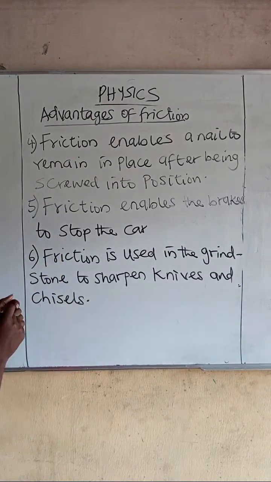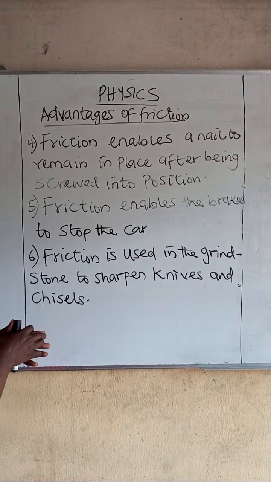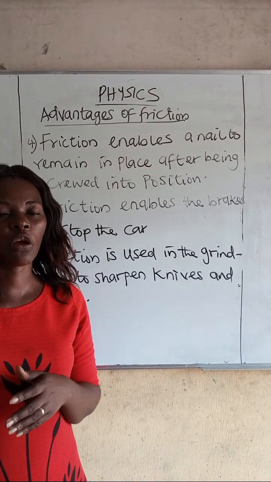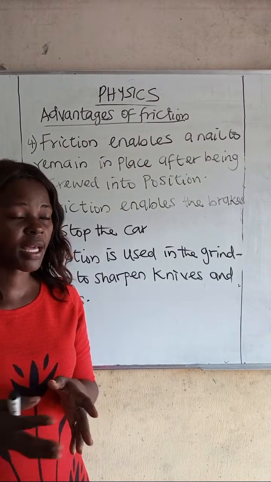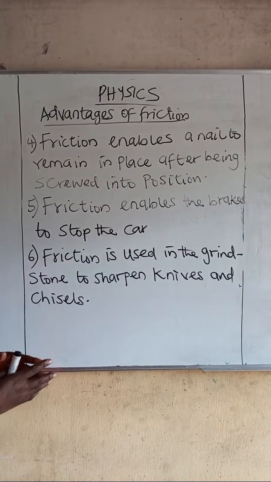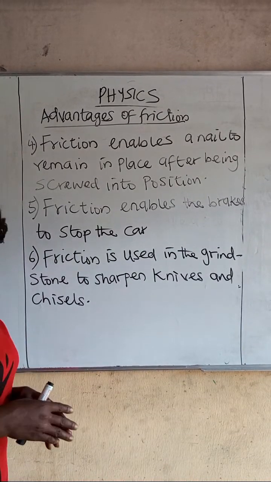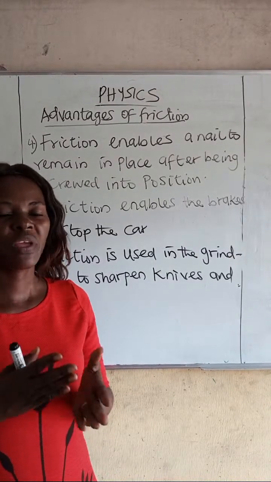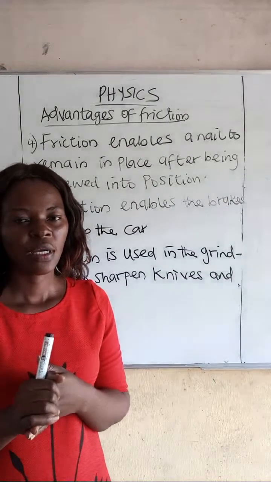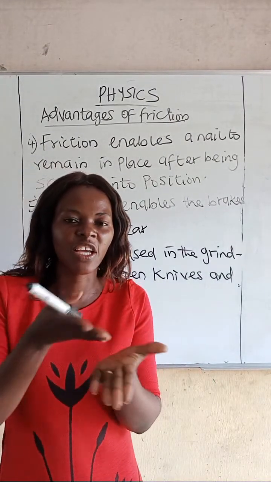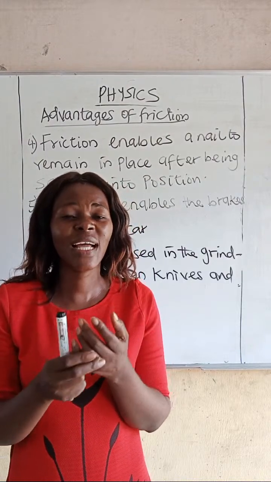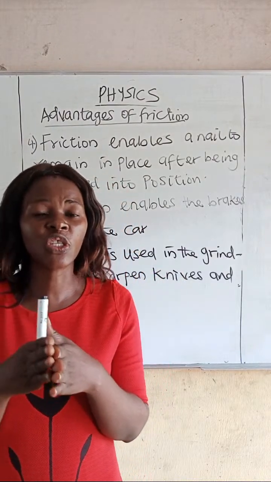Number 5, friction enables the brake to stop a car. With the help of friction, the brake can actually stop what? A car. Do we understand? Okay. So friction is used in the grindstone to sharpen knives and chisels. Now, because of friction, we can sharpen knives and chisels in the what? In the grindstone. So you can use your knife and sharpen it in the grindstone. It's going to be very, very what? Sharp. These are all the advantages of friction.